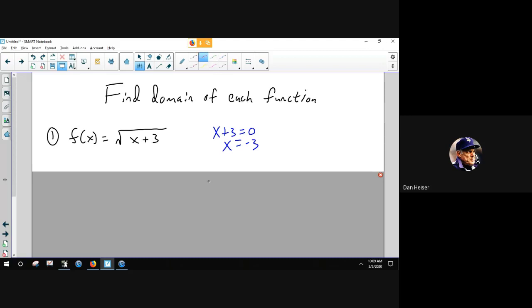So our domain is this, negative 3 to infinity. If I plug in negative 3 for x, I get the square root of 0, which is 0. If I plug in negative 2.999, I get the square root of 0.001. Still positive. If I plug in negative 3.01, that's a number to the left. Oh, I get the square root of a negative, and that's not allowed. So here's my domain.